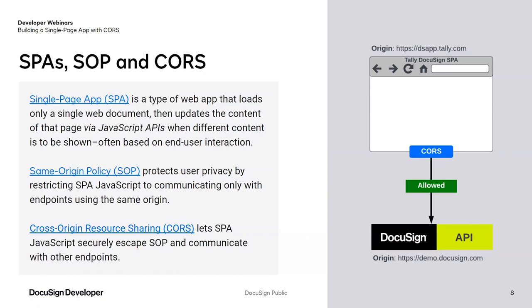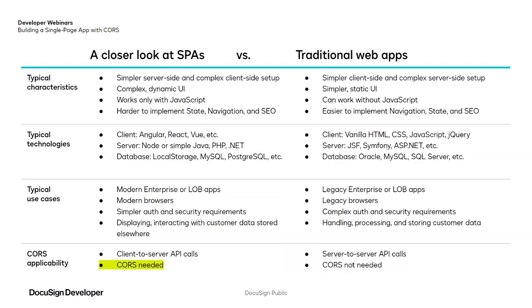So let's dive a little bit deeper into each one of these topics. First, let's take a closer look at single page apps in comparison to traditional web apps. We'll start by talking about some typical characteristics and technologies you might see when using single page apps versus traditional web apps, some traditional use cases for each, and then CORS applicability.